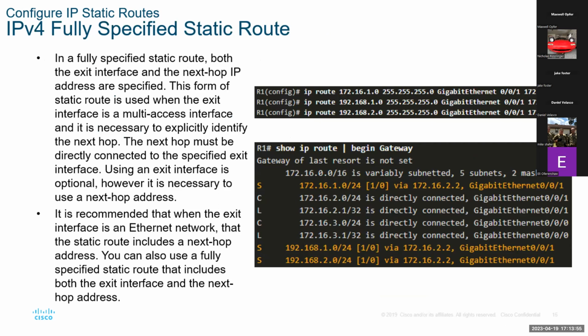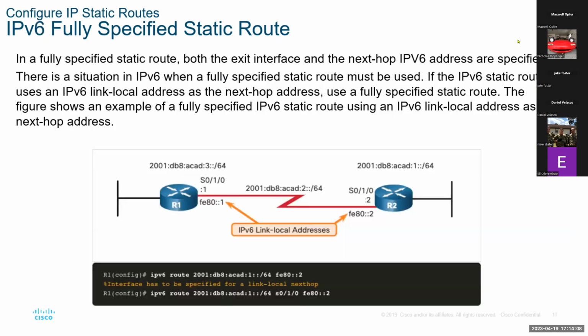IPv4 fully specified, and remember, fully specified has the next hop and the exit interface both. And so this has all of that on there. And this is IPv6's fully specified static route.